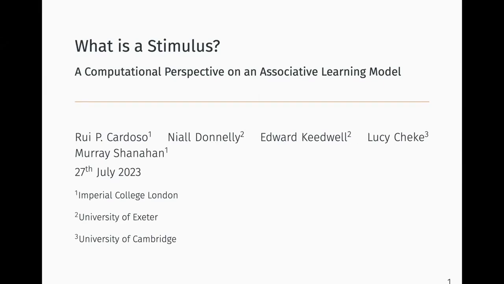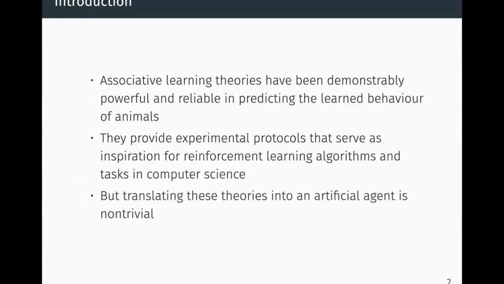Yeah, thank you. And hopefully the title, What is a Stimulus?, will become clearer as we go on through this talk. So I'm going to present our work on implementing this associative learning algorithm model on a virtual environment. Ideally, my co-author Niall will be here to answer any questions about the animal cognition side of things, but I will do my best.